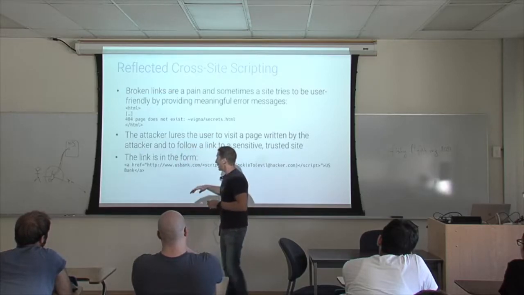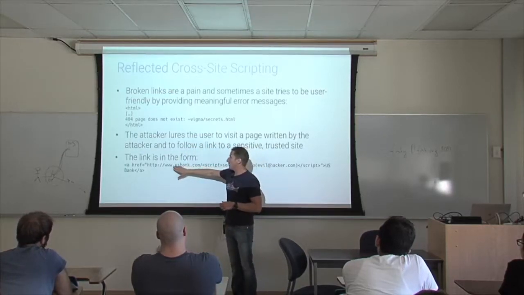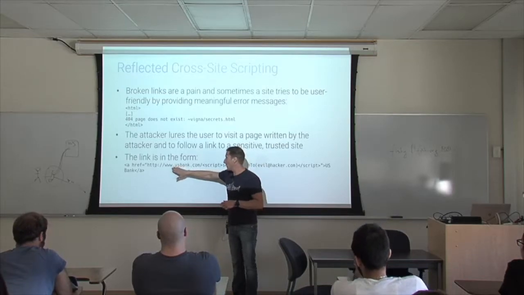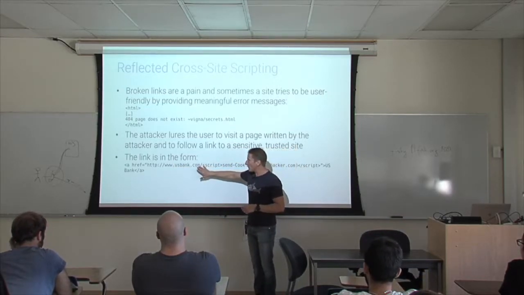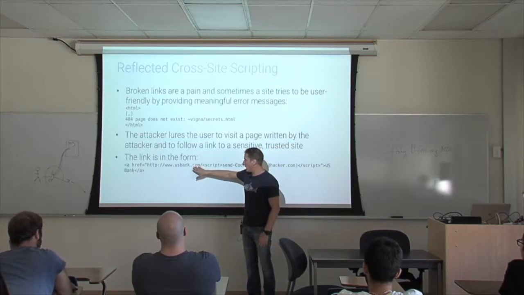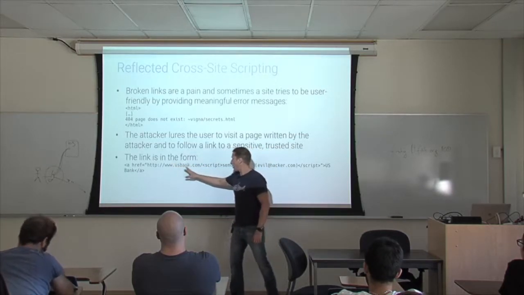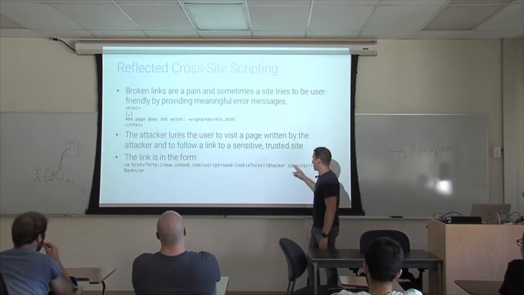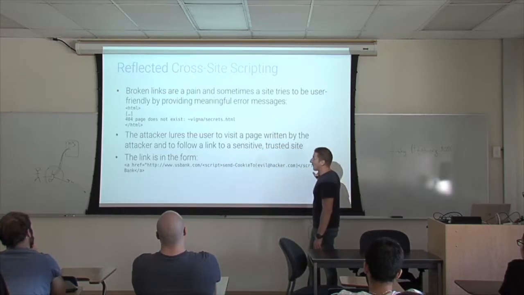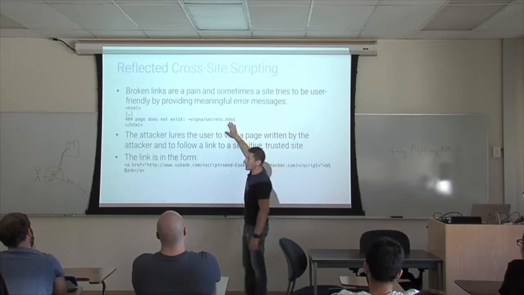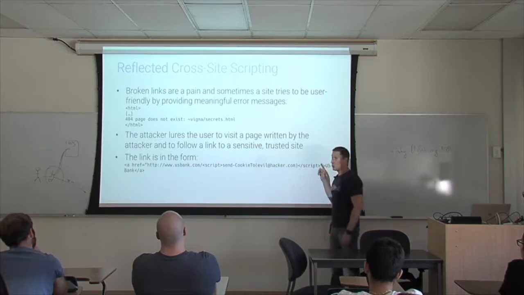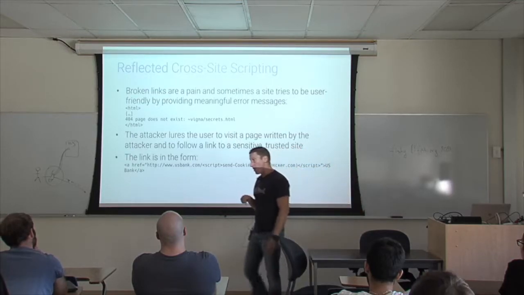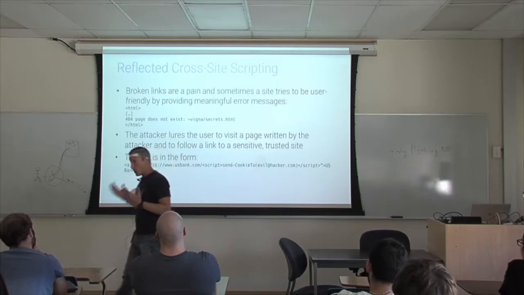The problem is if you can have the user, the victim, click on something like this. It will be the browser of the user that clicks on this. It will go to usbank.com and ask for this file. This file will not exist, and the user will receive as an error message this, which will be interpreted by the browser of the user as JavaScript.